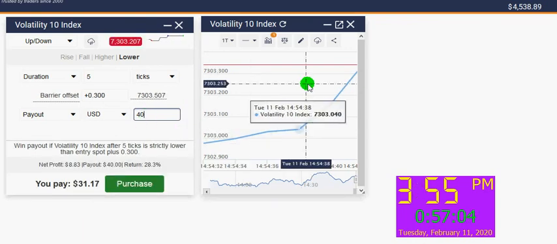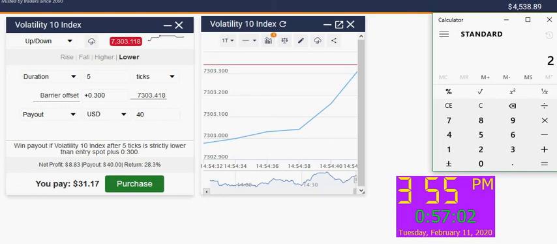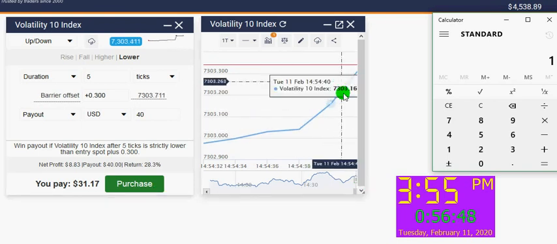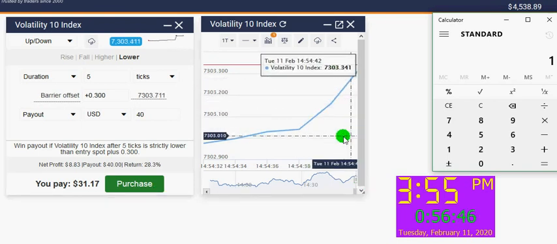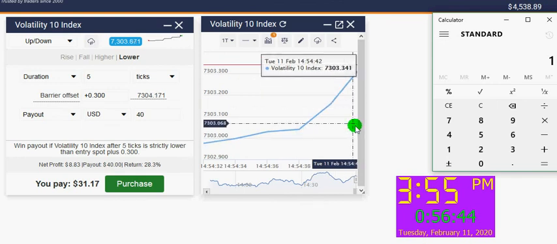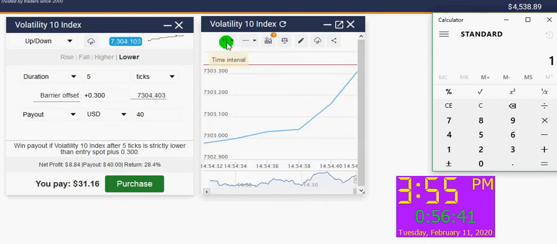Okay, so we'll trade 3 times, and remember, after our first trade we have to wait for at least 1 minute. That's why we're using the timer. We have to wait for at least 1 minute before we place the second trade. So once this blue line goes below the middle level, we'll click on purchase, or once it's at the middle level, we'll click on purchase.